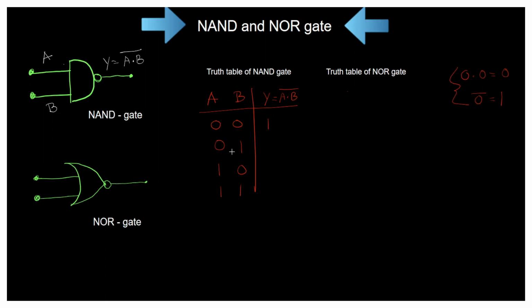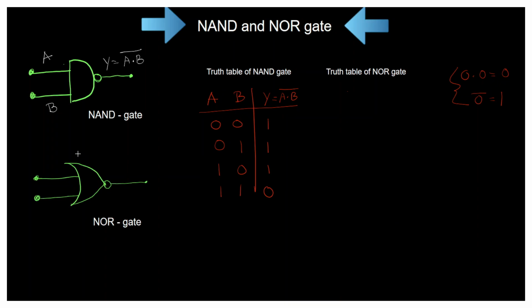Next, 0 dot 1. So 0 dot 1 is basically 0, but its complement is 1. Again, 1 dot 0 is 0 and the complement of 0 is 1. And 1 dot 1 means 1, but its complement is 0. So this is the truth table of a NAND gate.